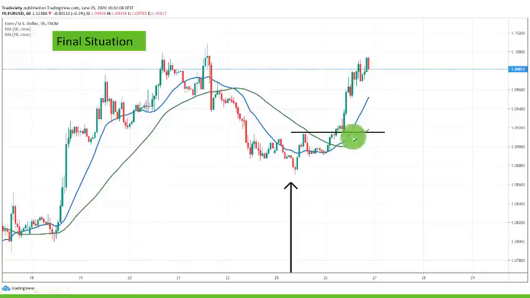And for that, we need to have a moving average crossover, and we also need to have a break of the previous high. And then this is where you can find multiple trading entries, either with a direct breakout approach or maybe even with a retest here on the level.